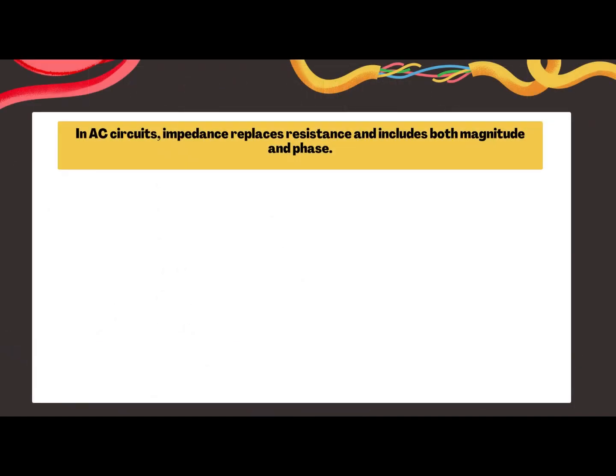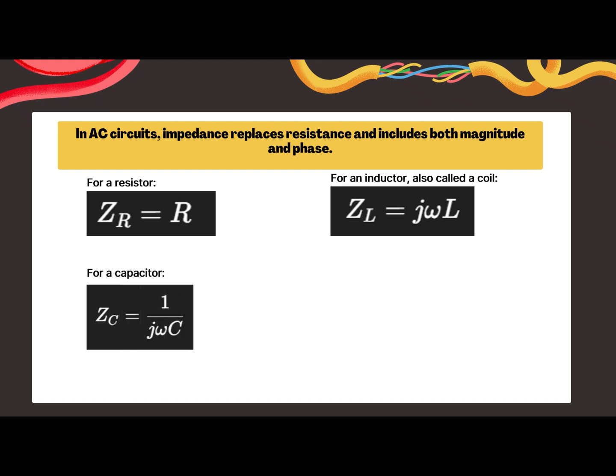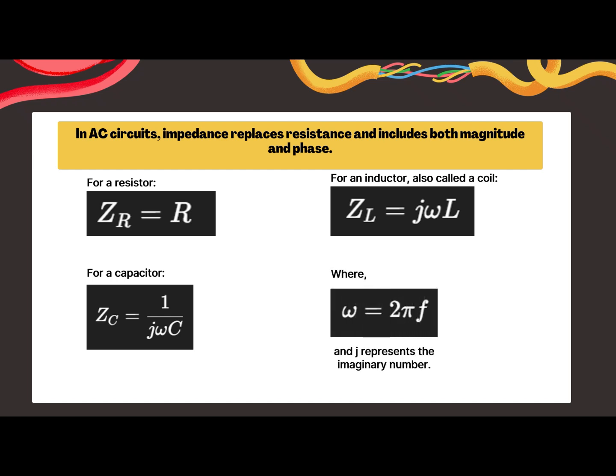Impedance is the opposition to current in AC circuits. Each component has a different impedance. For a resistor, ZR is equal to R. For an inductor, also called a coil, ZL is equal to j omega L. For a capacitor, ZC is equal to 1 over j omega C, where omega is the angular speed, which is equal to 2 pi f, and j represents the imaginary number.